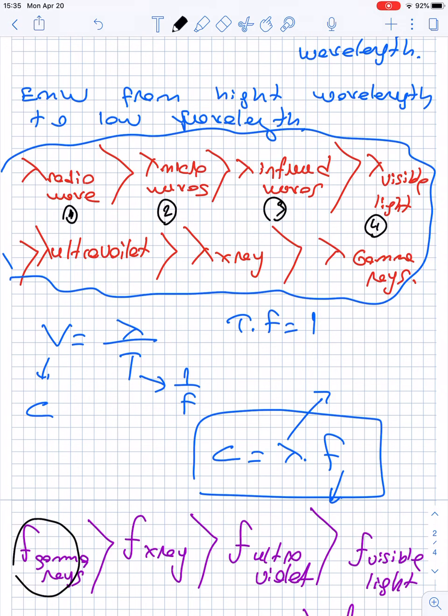And ultraviolet, it is UVA or UVB, damage surface cells and eyes and can cause cancer. And X-ray we are using in medicine, it is also dangerous because it damages cells and causes cancer. And gamma rays is very harmful because gamma rays cause and treat cancers.